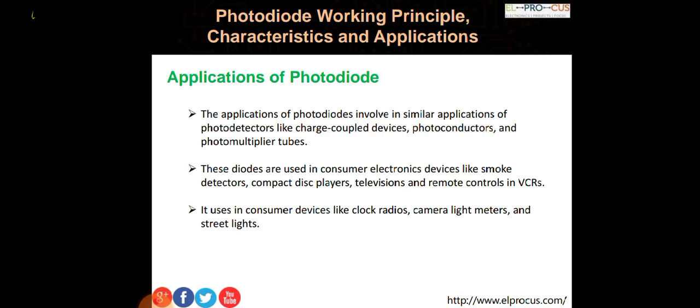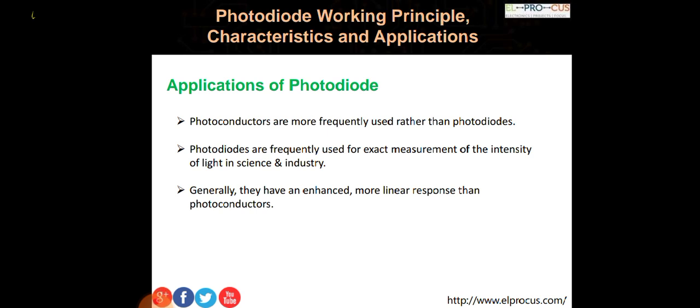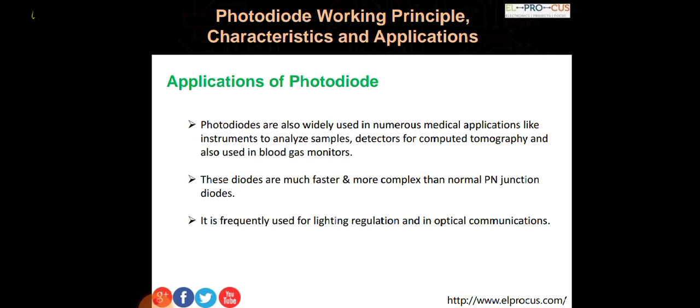Then applications of photodiode: basically it is used in cameras, fiber optic receivers, object counting systems, light intensity meters, and CD players, right? Also opto coupling devices, photoconductors, photomultiplier tubes, then in CDs, television, remote controls, clocks, radios, cameras, light meters, street lights, everything, right? There are so many applications for industry as well as domestic purposes. These are some more applications given for you, just go through them.